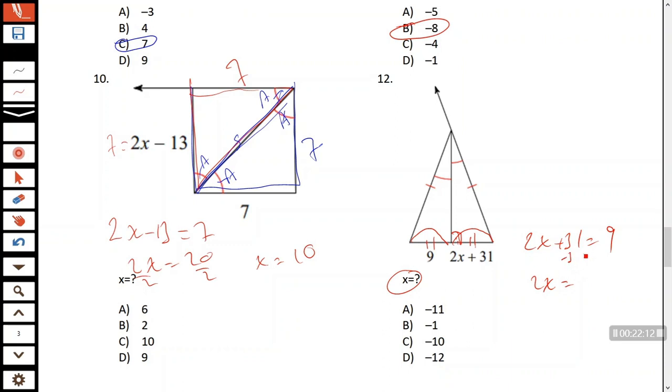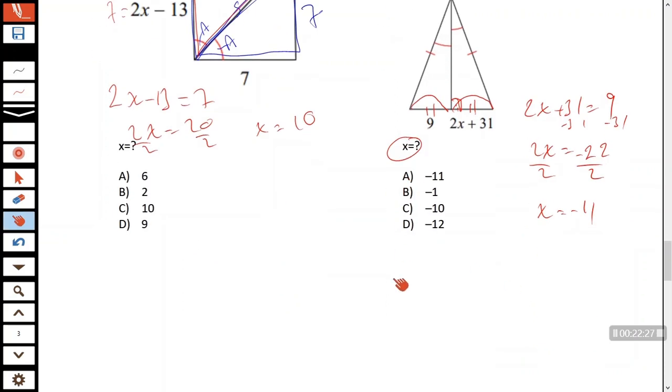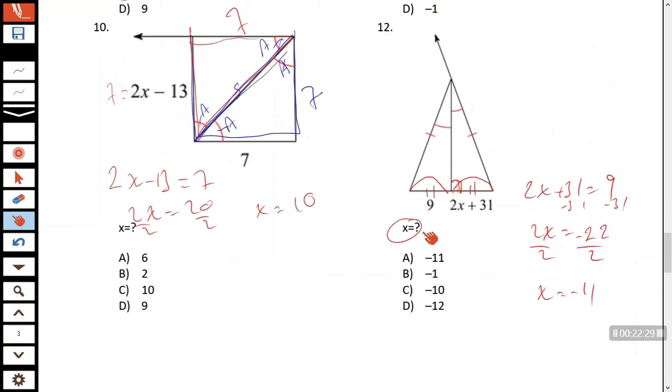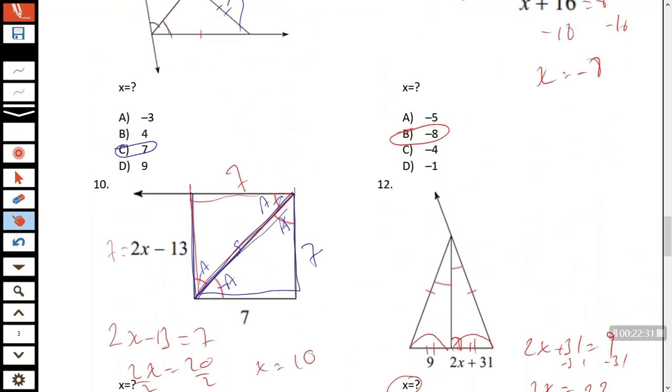So 2x plus 31 equals 9. 2x equals 9 minus 31, which is negative 22, so be careful. Then divided by 2, x equals minus 11. Okay, that's the end of the questions. I hope these questions help you a bit to understand how we use the isosceles triangle rules.